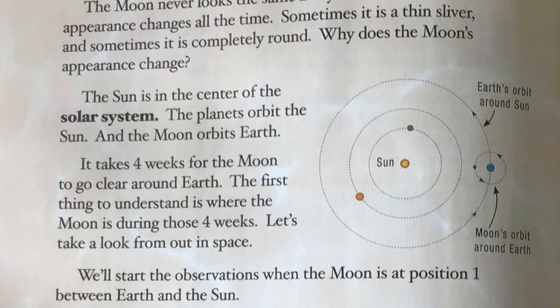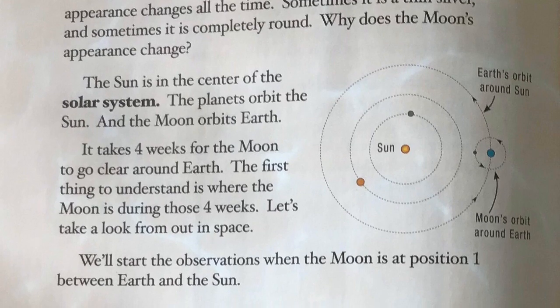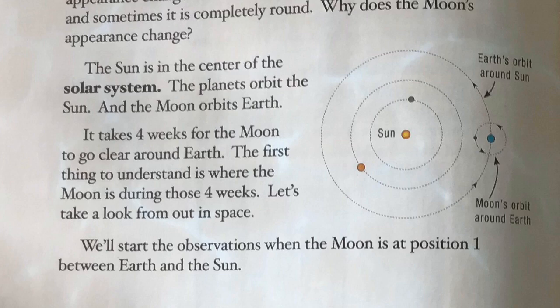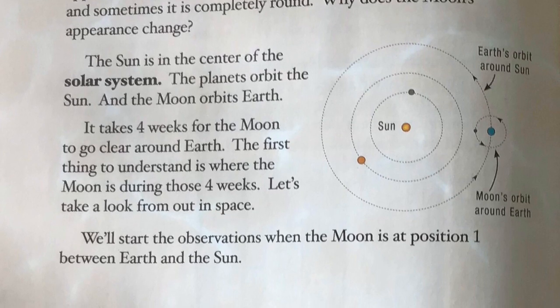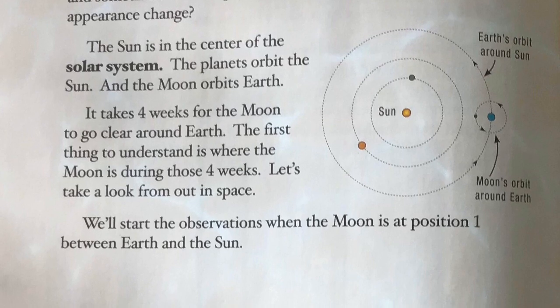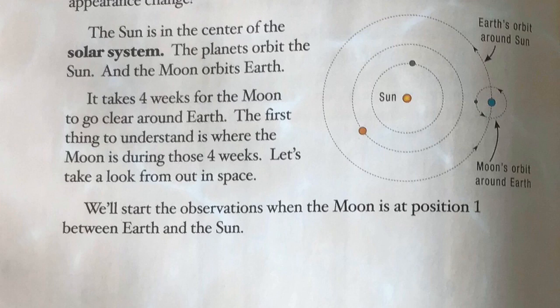The sun is in the center of the solar system. The planets orbit the sun and the moon orbits the Earth. So we go around the sun, the moon goes around us. It takes 4 weeks for the moon to circle around Earth. The first thing to understand is where the moon is during those 4 weeks. Let's take a look from out in space.